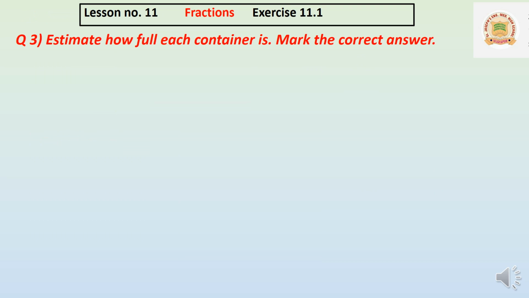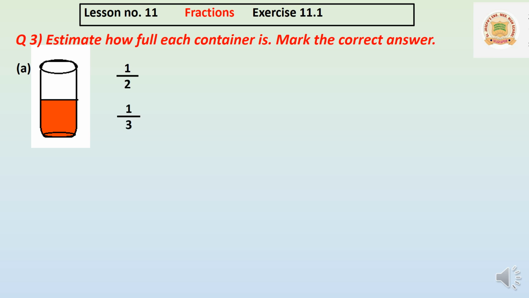Now let us move to the third question of this. Estimate how full each container is. Mark the correct answer. So this is the glass. It has been filled half with water or half juice. There are two options given, 1/2, 1/3. So which option is correct? We have to mark it. Circles are given. So 1/2 is correct, no children?